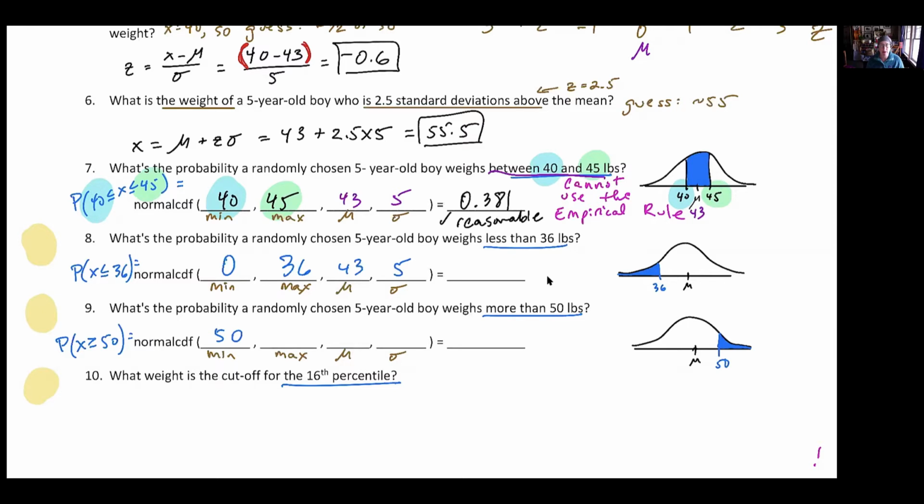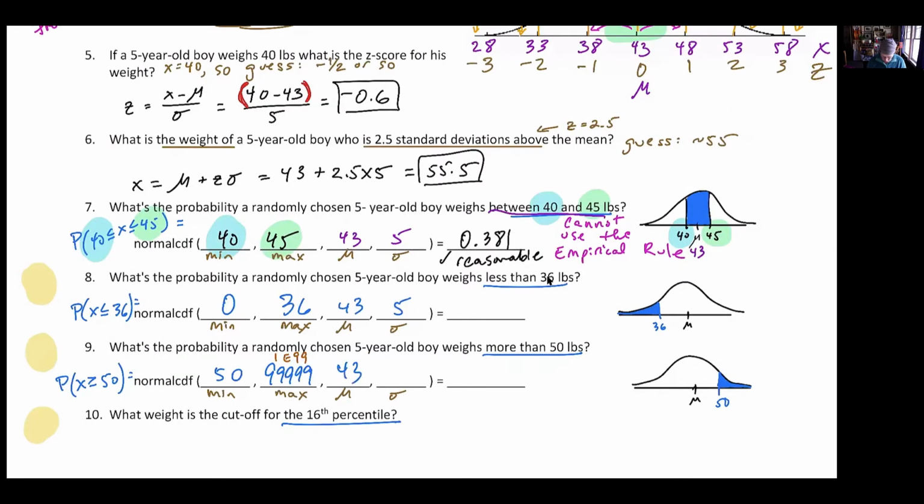So that's when we just pick a ridiculously huge number. And I usually just do 5 9s. Remember, a lot of the videos you'll watch will do an even larger number. They'll do 1E99, which is 1 followed by 99 zeros. You can do that as well if you'd like to. Really, it's not going to make that big of a difference for these purposes. Then we'd have the mean of 43 and a standard deviation of 5.